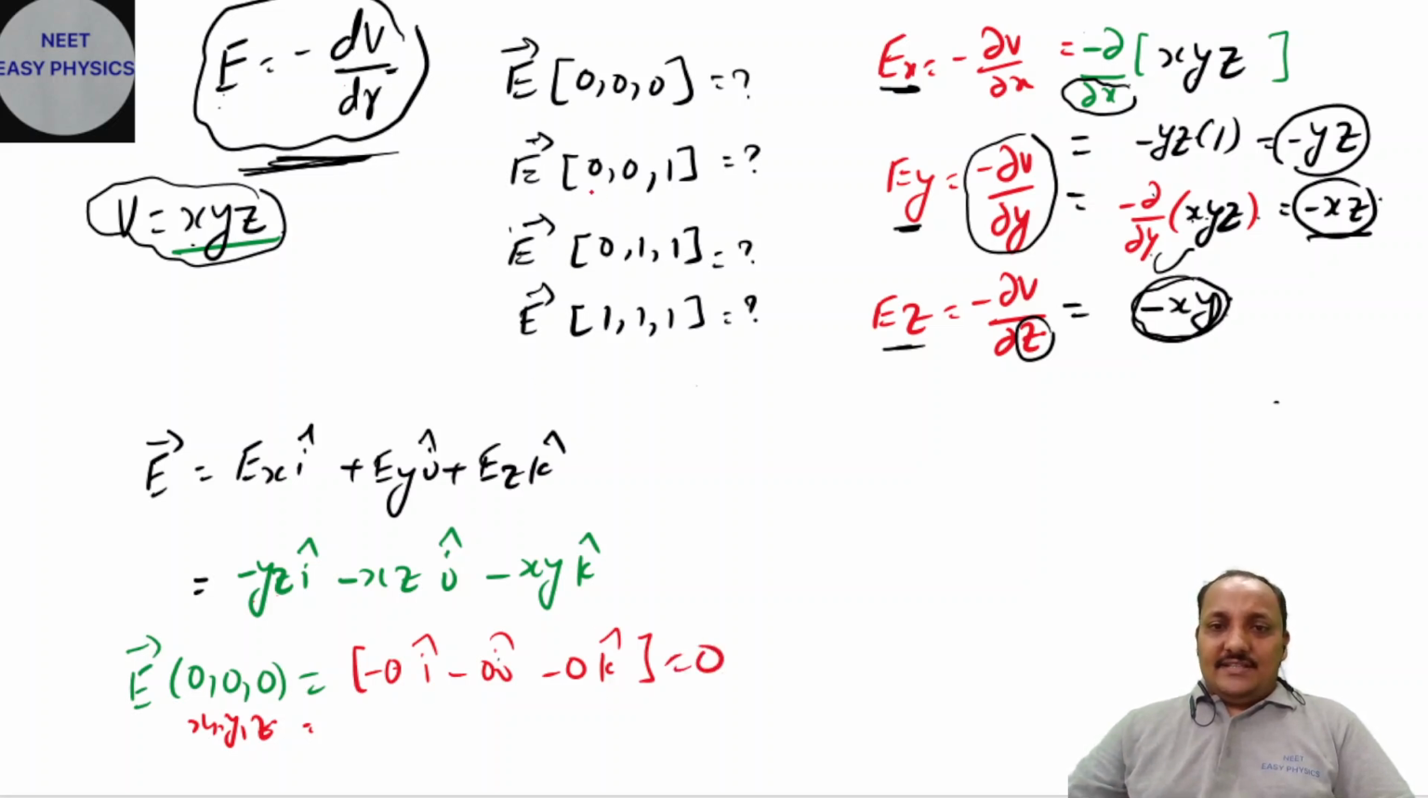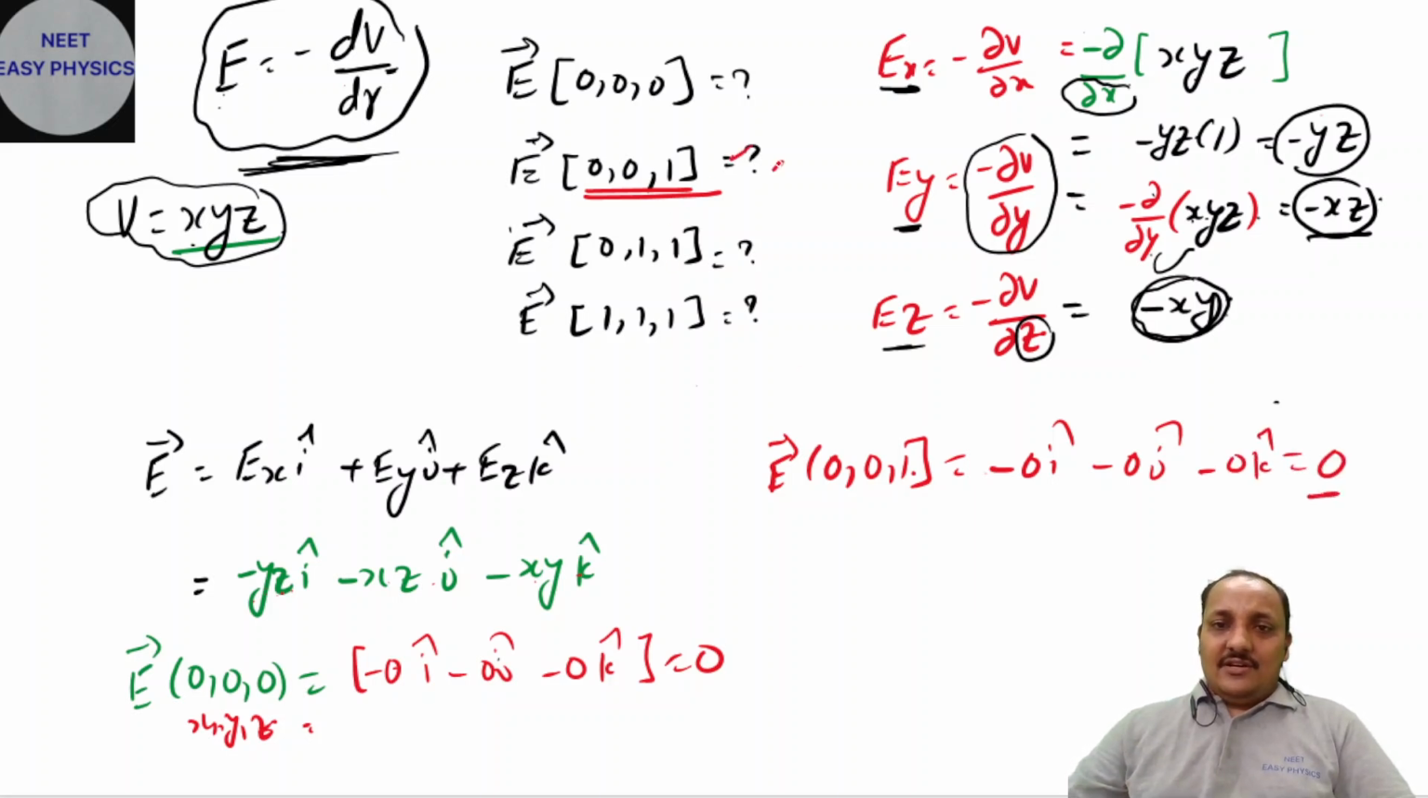If you want to find the second one, E bar at (0, 0, 1), the z value you have to keep as 1. Where z is there, you put 1. So y into z, 0 into 1, means 0 i cap. x into z means 0 into 1, 0 j cap. x into y is also already 0, 0 k cap. Therefore that is also 0. Here also 0, here also 0.